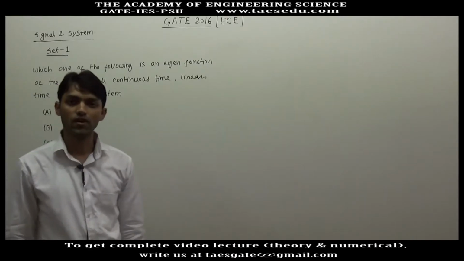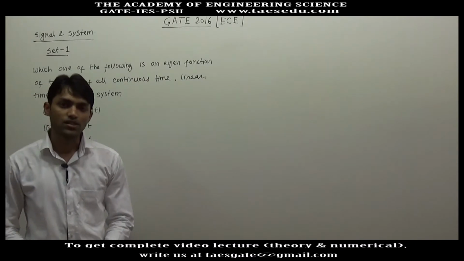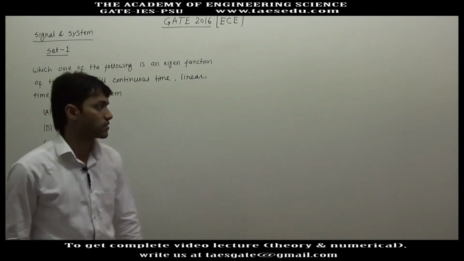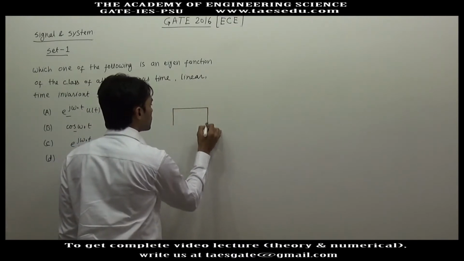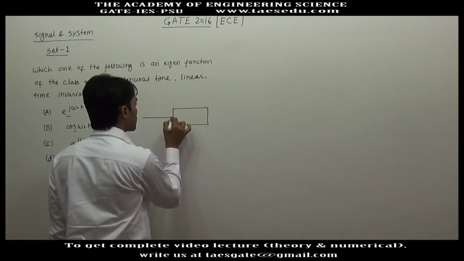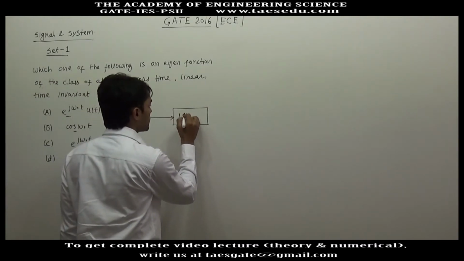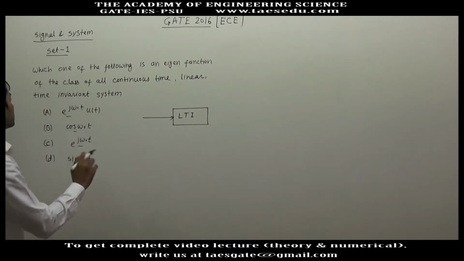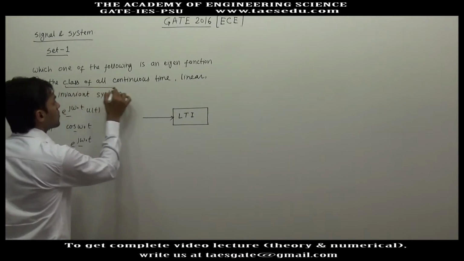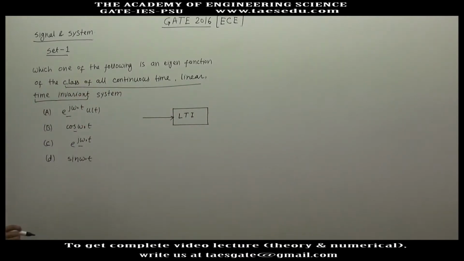In this question we have to find an eigenfunction of a general linear time invariant system. So first let us define the eigenfunction of a linear time invariant system. Here we have an LTI system and we have to find the eigenfunction of the class of all continuous time linear and time invariant systems.